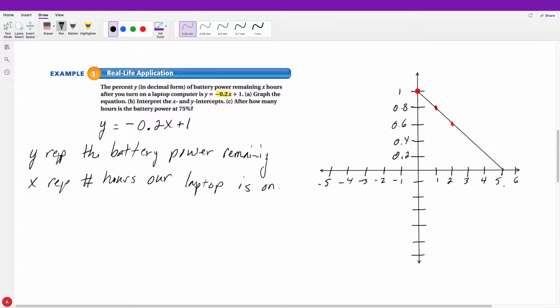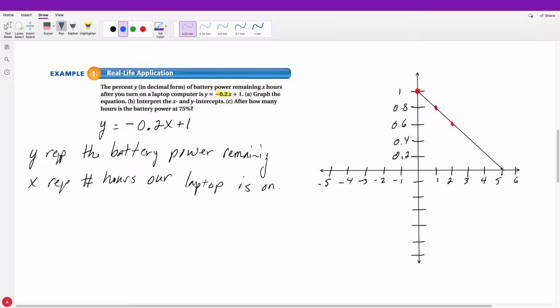But in this case, since we can't actually go below 0 in our y or to the left of x, we don't need to extend with those arrows because it's impossible. All right, so now we graphed A. So B, it says interpret the x and y intercepts.